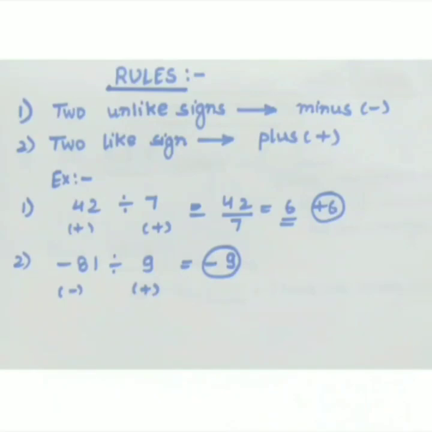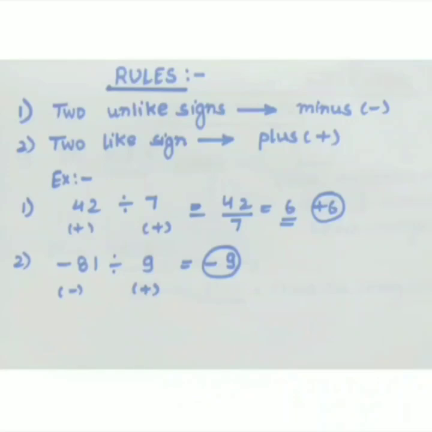Now moving further with the rules that are to be followed while doing the concept of division of integers. The first rule says that two unlike signs will always give you a minus integer value. The second rule states that two like signs will always give you a positive integer value.